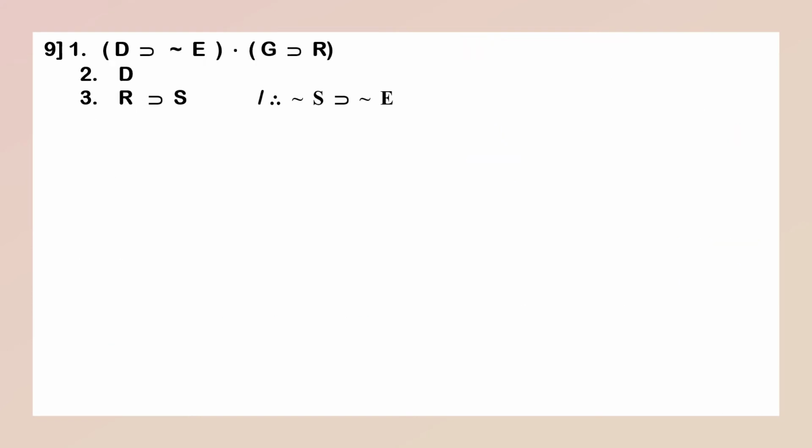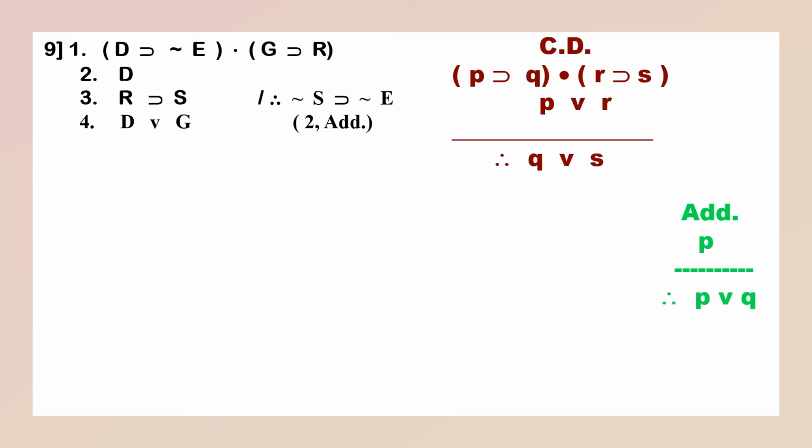Ninth: D implies E, G implies R, D wedge G, E wedge R implies S, therefore not S implies not E. Here you can see that we have two conditional propositions. We have the antecedent of the first, but we do not have the consequent. We want to derive the consequent, so what you have to do is add to D the other antecedent, that is G, by the addition rule. Now we have the antecedent, so you can derive the consequent.